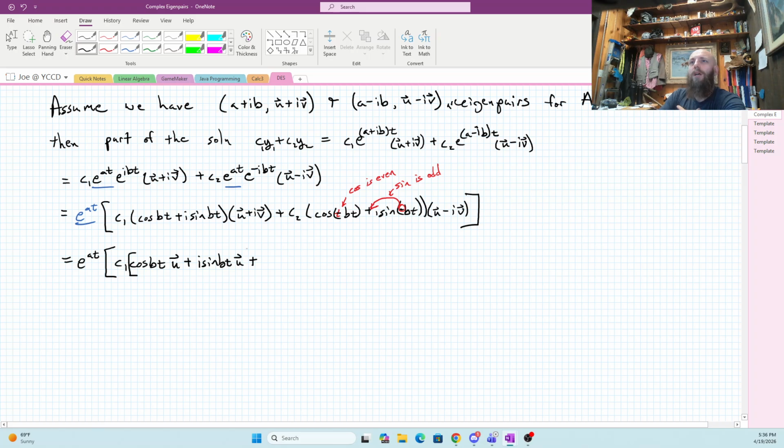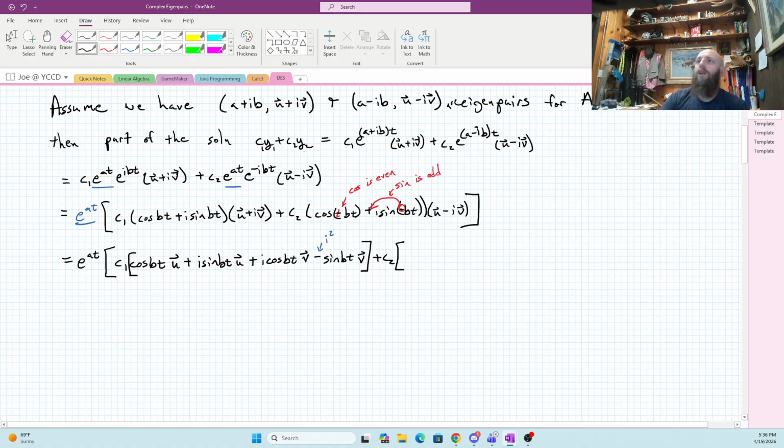Then I got a plus i cosine bt times v. And then I got a minus, because there's an i times an i, so that's going to be an i squared, which is a minus 1. So I got minus sine bt times v, plus C2, and then we're going to do a similar thing here. I'm just going to write a quick explanation here. That's from i squared.